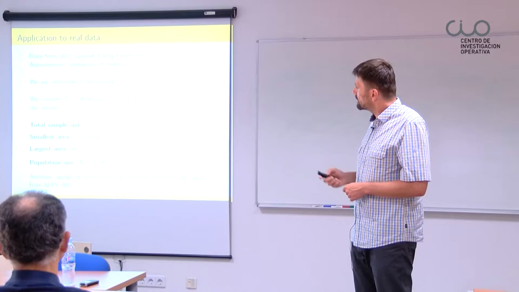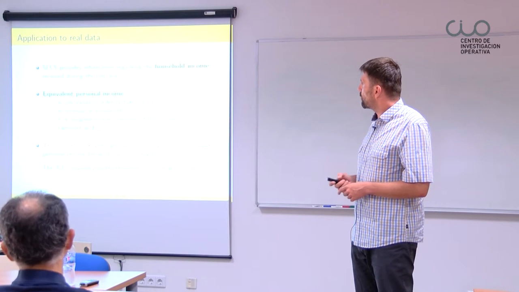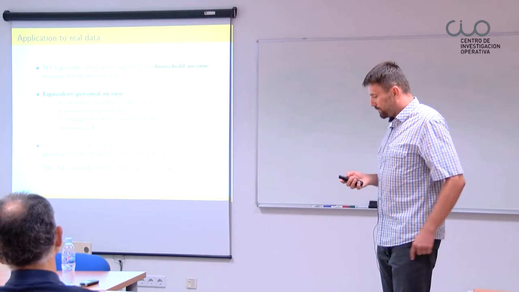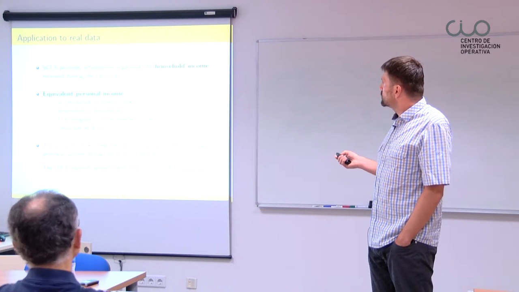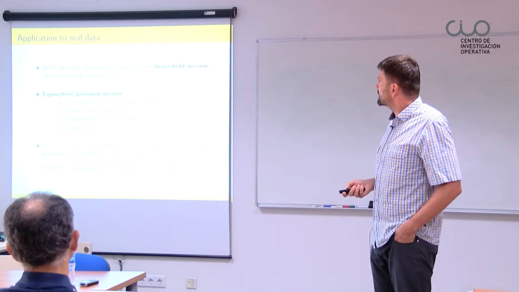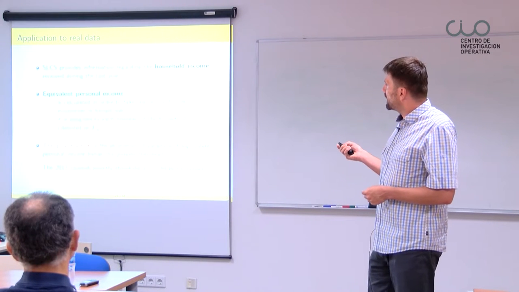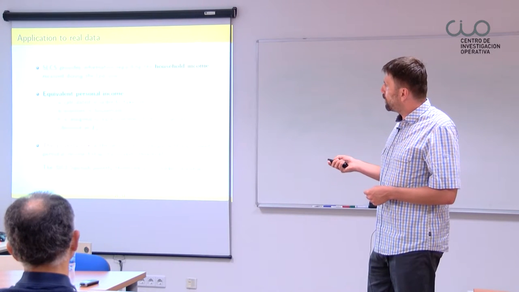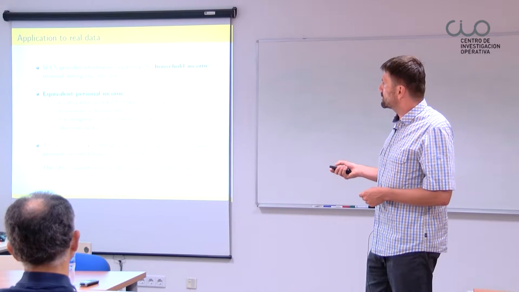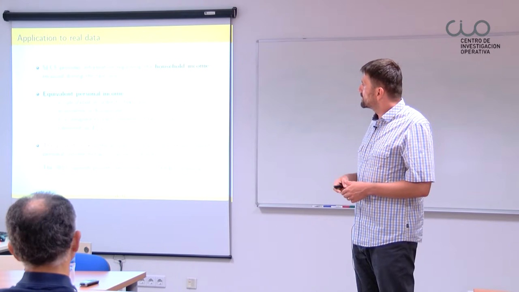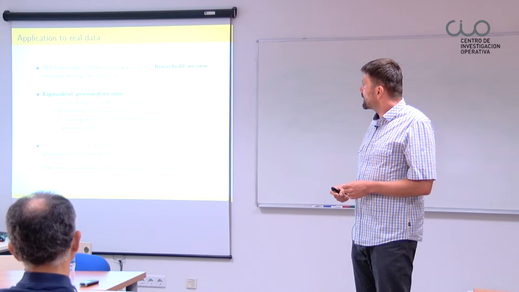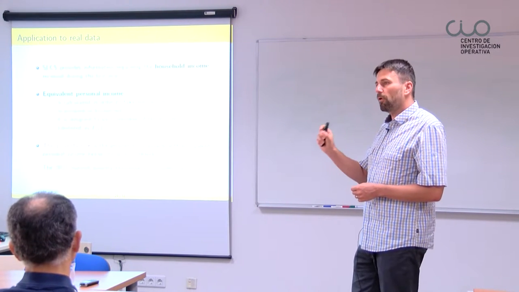So these are the two data sets used for this application. The Spanish Living Condition Survey provides information regarding the household income during the last 2 years. This household income is calculated as the so-called equivalent personal income, following some Eurostat rules on how to calculate it. This is calculated and then assigned to each member of the household.